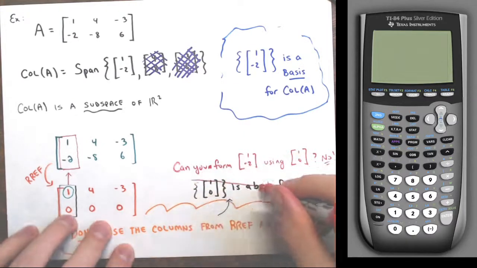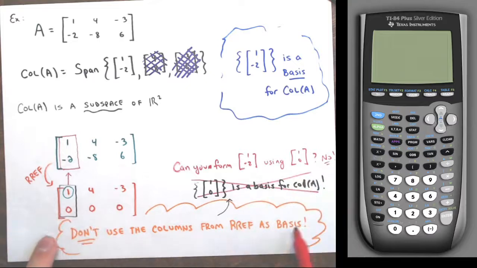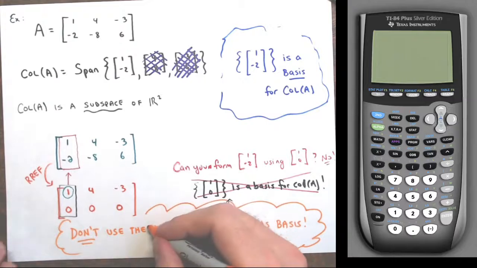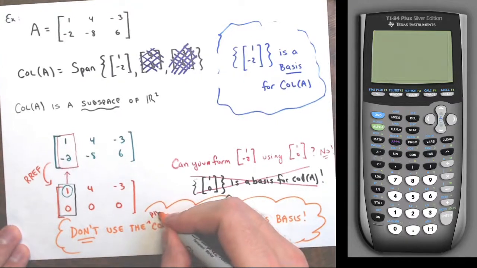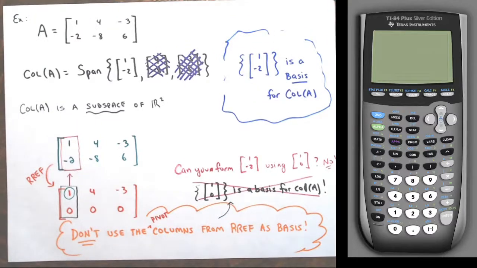So this is bad. That's what I'm saying here in the bubble. Do not use the pivot columns from reduced echelon form as a basis. It's only the columns from the original matrix that we're going to be using as a valid basis for the column space. So I hope that's clear, because I don't want you doing that at all.